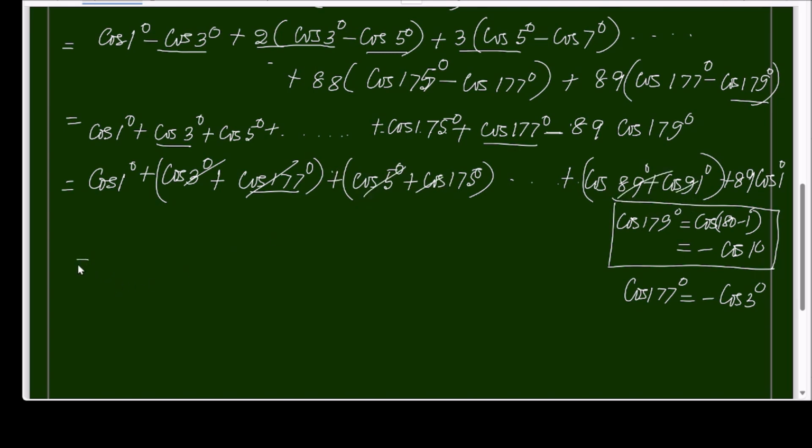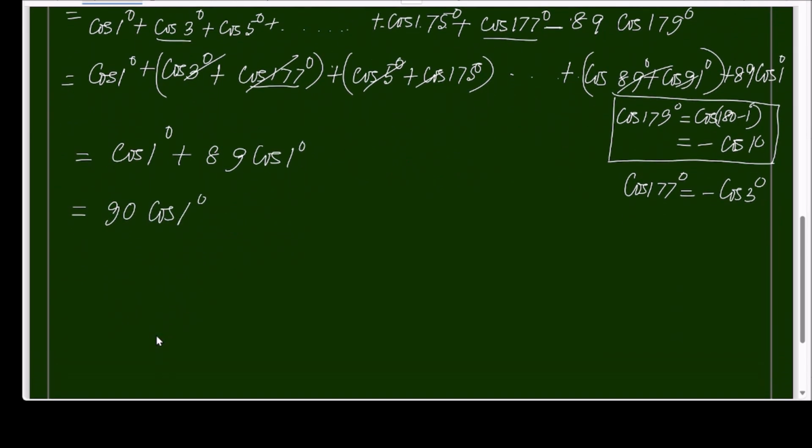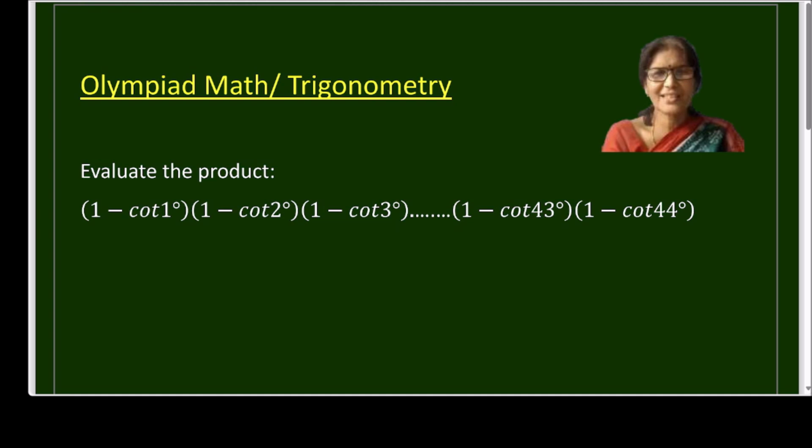So ultimately at the last I am getting 1 cos 1 degree plus 89 times cos 1 degree, because cos 179 is the same as cos 1 with negative signs, and negative negative is positive. So this will be 90 times cos 1 degree. I hope we got the result. So it is proved.